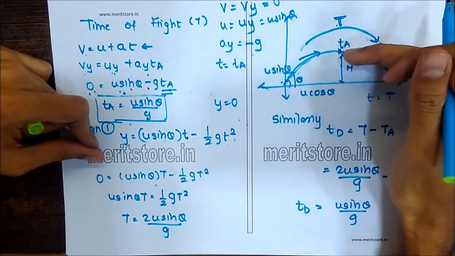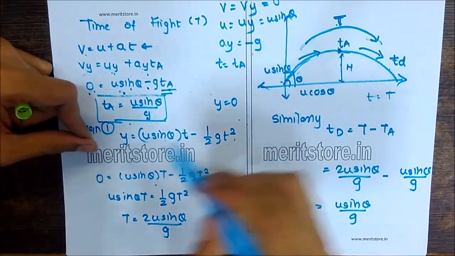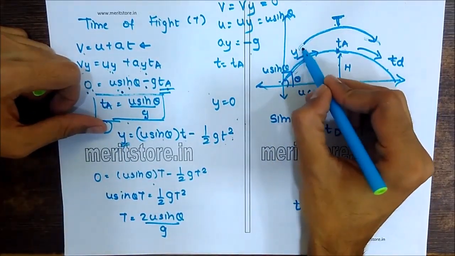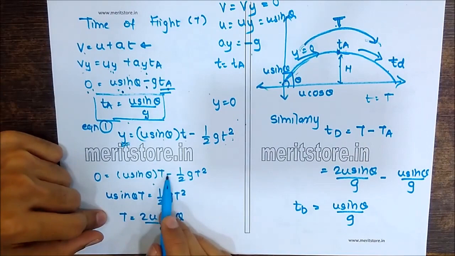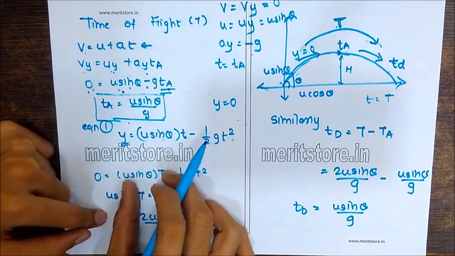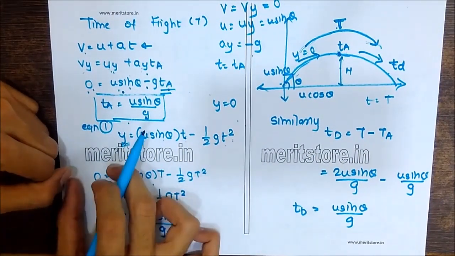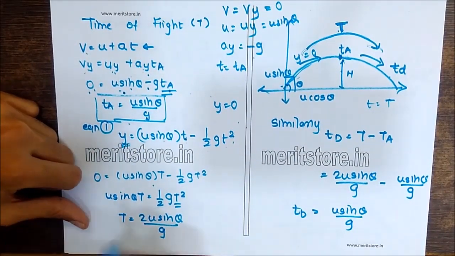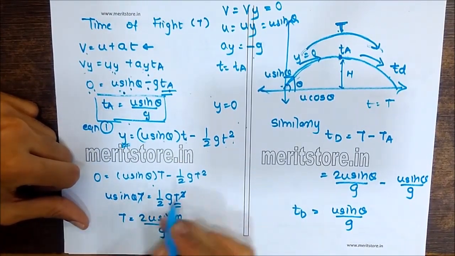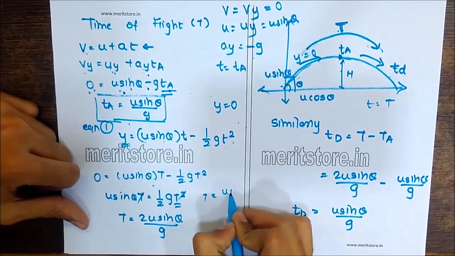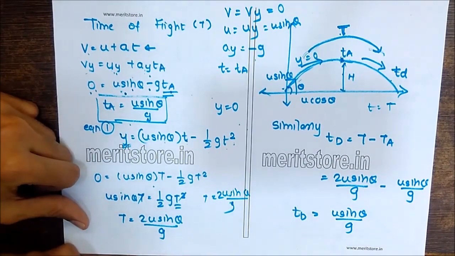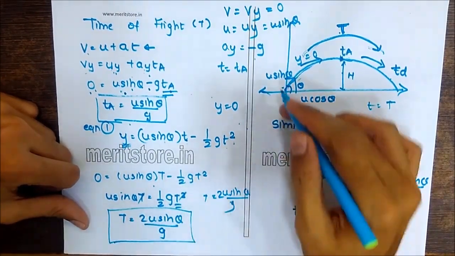Now the small t becomes the capital T. Since it is along the y-axis, y is equal to 0. So u sine theta T equals half g T square. What we need to find is the total time, the capital T. So T gets cancelled, and we get T equals 2 u sine theta upon g. So this is your equation for the total time.